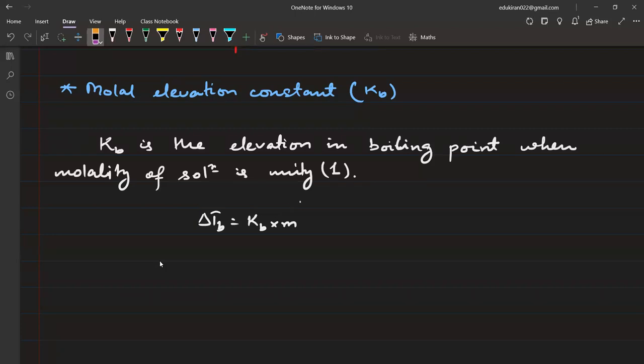KB is the elevation in boiling point when molality is equal to 1.